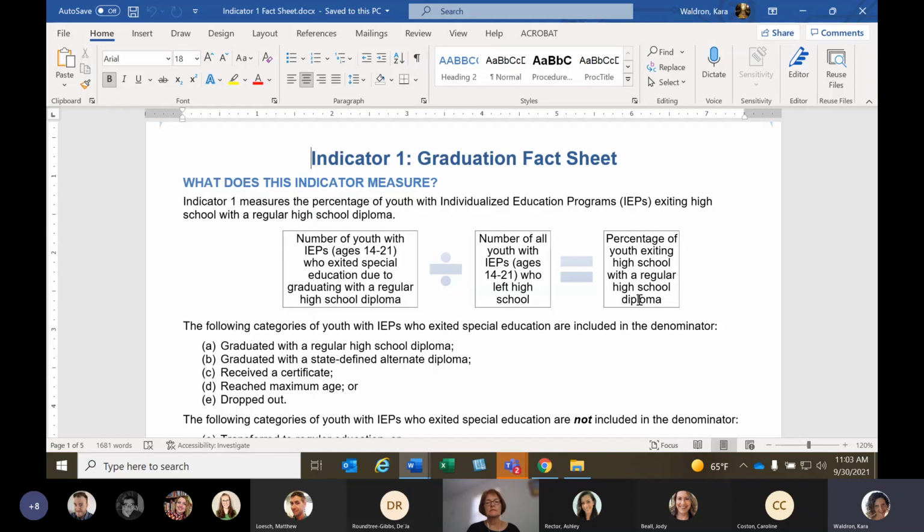Now we have to do what's called an exiting rate. So it looks at, of all the students with disabilities who exited high school this year, in the reporting year, how many of them graduated by meeting that definition of regular high school diploma?